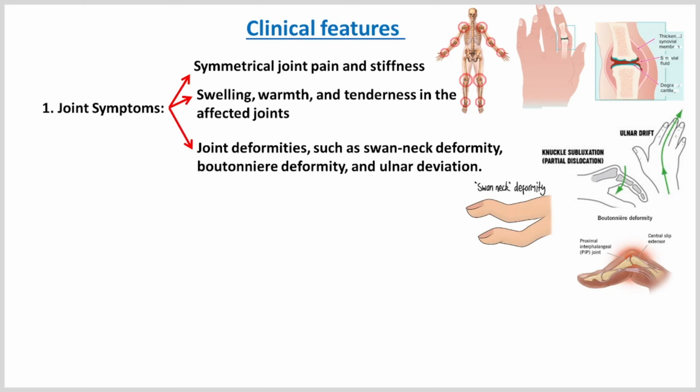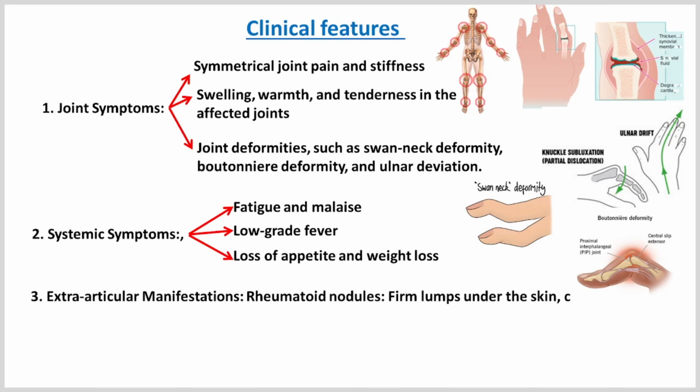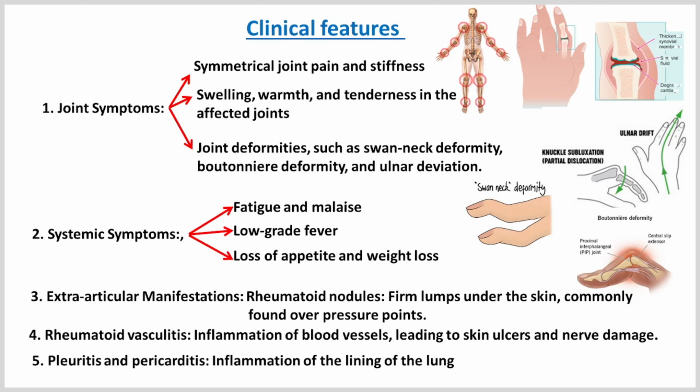Systemic symptoms like fatigue and malaise, low-grade fever, loss of appetite and weight loss. Extra-articular manifestations like rheumatoid nodules, which manifest as firm lumps under the skin, commonly found over pressure points. Rheumatoid vasculitis, which is inflammation of blood vessels, leading to skin ulcers and nerve damage. Pleuritis and pericarditis, which is inflammation of the lining of the lungs, especially pleura, or heart, which is also called pericardium.